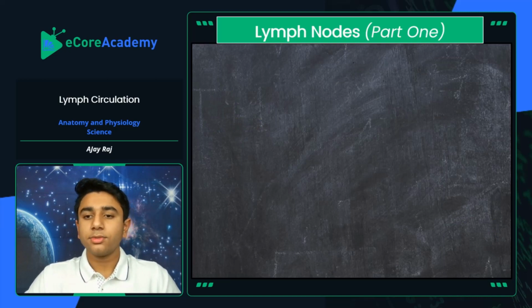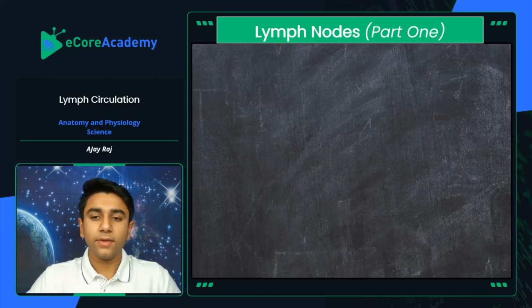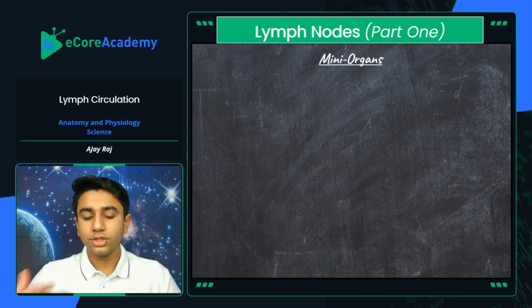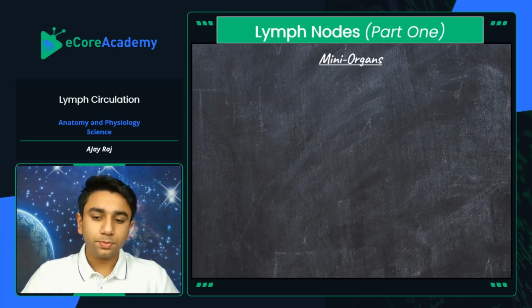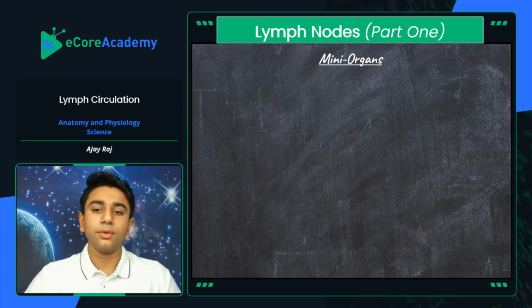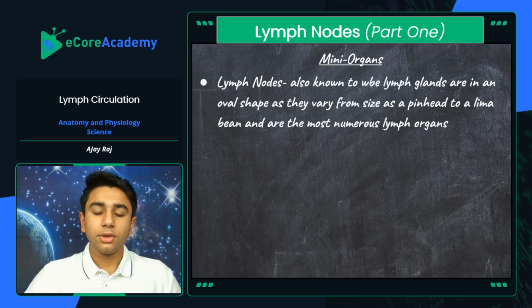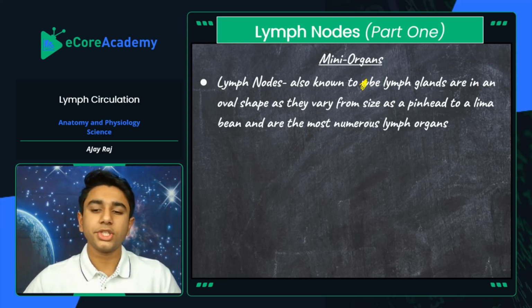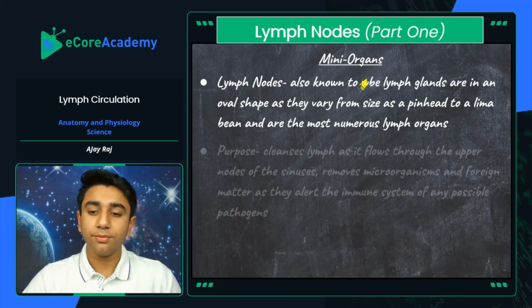Now for lymph nodes, part one. This is probably my favorite organ of all time within the body, because it's considered a mini organ. It's not considered a generic organ because it's so small, its functions are much more limited than a larger organ, and the amount of fluid that goes through it is much less. Lymph nodes, also known as lymph glands, are oval in shape and vary in size from a pinhead to a lima bean. These are very small organs, and they are the most numerous lymph organs.